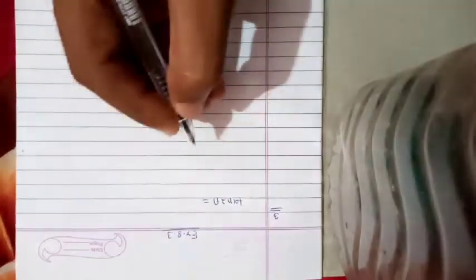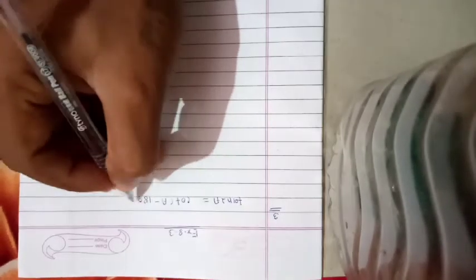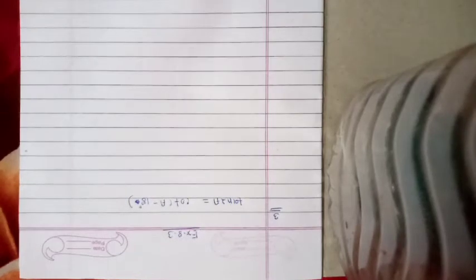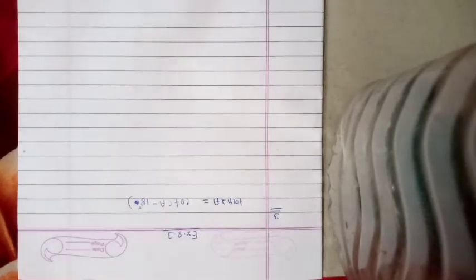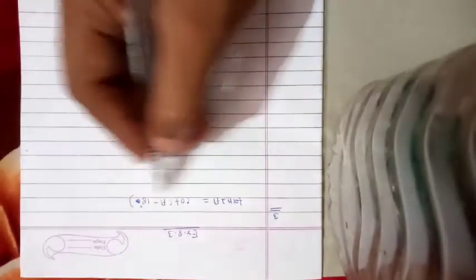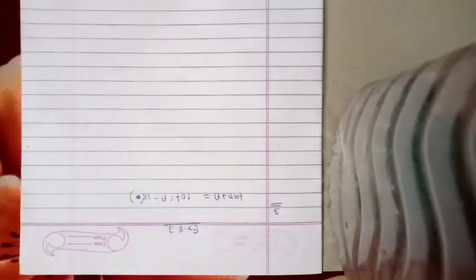Okay, in the third sum it is given that tan 2a is equal to cot (a minus 18 degree). Then we have to find the values of a, where 2a is the acute angle. So now we start with this. We will use the complementary angle of tan.